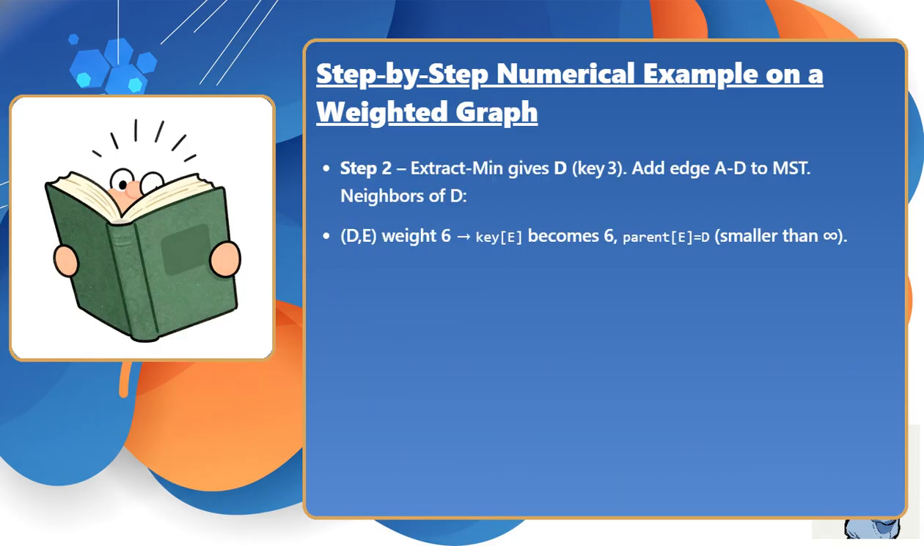Step 2. Extract minimum gives D with key 3. Add edge A dash D to the minimum spanning tree. Look at neighbors of D. Edge DE has weight 6, so key of E becomes 6 and parent of E becomes D, which is smaller than infinity.